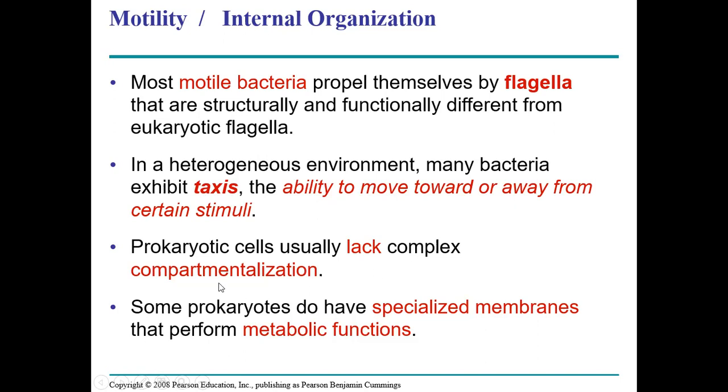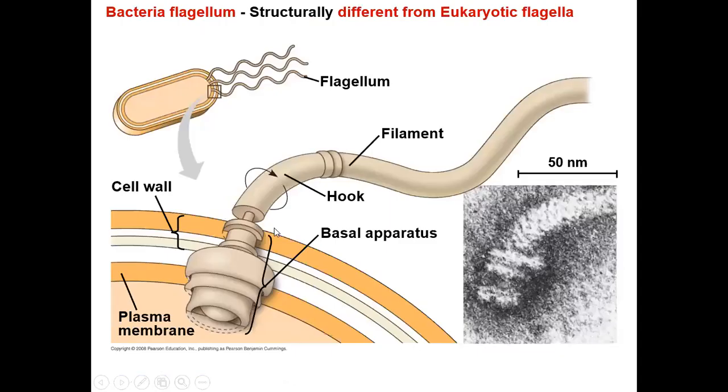Prokaryotic cells lack complex compartmentalization. Some prokaryotes do not have specialized membranes that perform metabolic functions. So look here at the bacterial flagellum, which is structurally different from the eukaryotic flagellum. Here it is the plasma membrane and here it is the cell wall. There is a basal apparatus attached here. From the basal apparatus, you can see one hook and one filament. This is the structure of a flagellum.